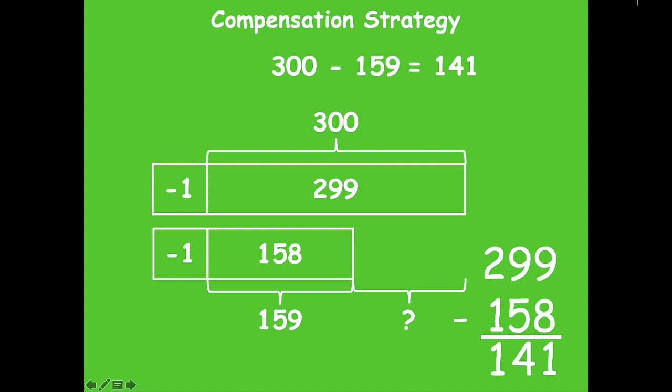Now that's just the compensation strategy. Remember, what you do to one number, you have to do the same to the other number to keep those numbers equal apart from each other.